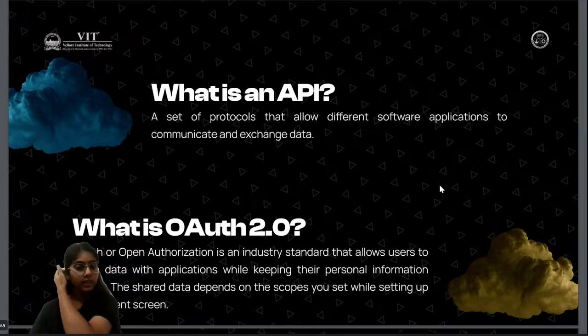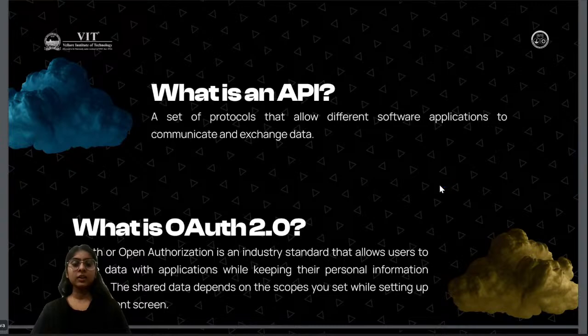Now, as I told that it will be enhanced with OAuth 2.0, let's get to know what that is. Open authorization is an industry standard that allows users to share data with applications while keeping their personal information private. The shared data depends on the scopes you set while setting up the consent screen. So you have the power, you have the resources to limit the information you want to share on your website.